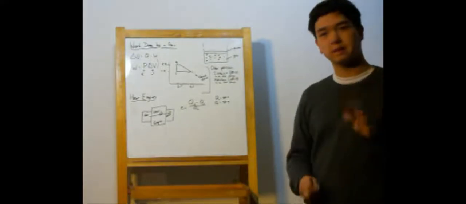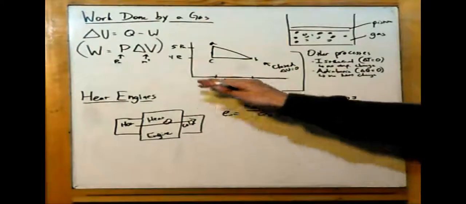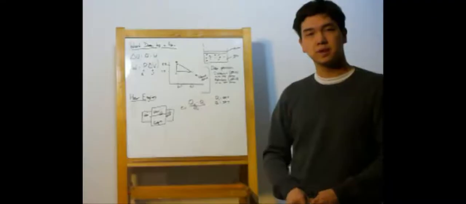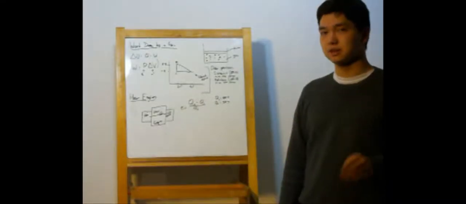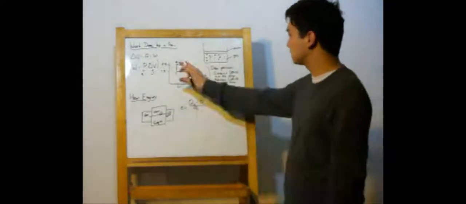gas. You can measure the amount of work done from charts like these, where you have on the bottom volume in meters cubed and on the side pressure in pascals. If you don't already have those units, convert to those units, because that's going to be very useful in a second. So there's some special names for some of these processes.